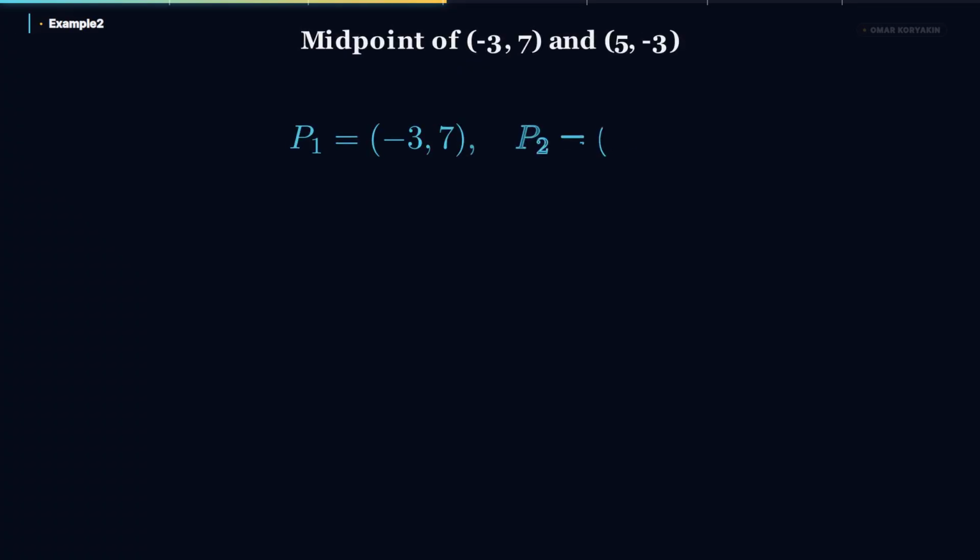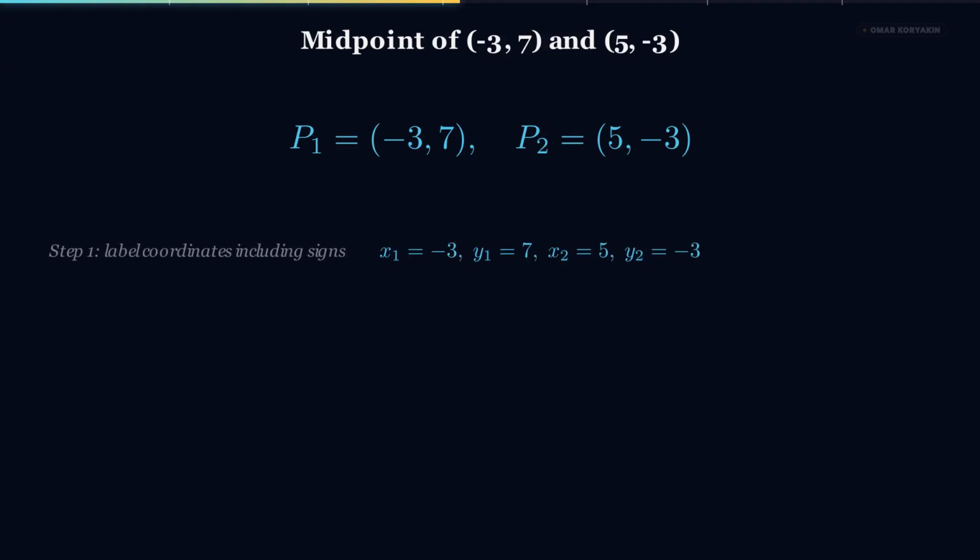Here is the second worked example. Compute the midpoint of the segment connecting the 2 points (-3, 7) and (5, -3). Apply the midpoint formula directly using 2 coordinate averages. Step 1. Label the points the same way as before.